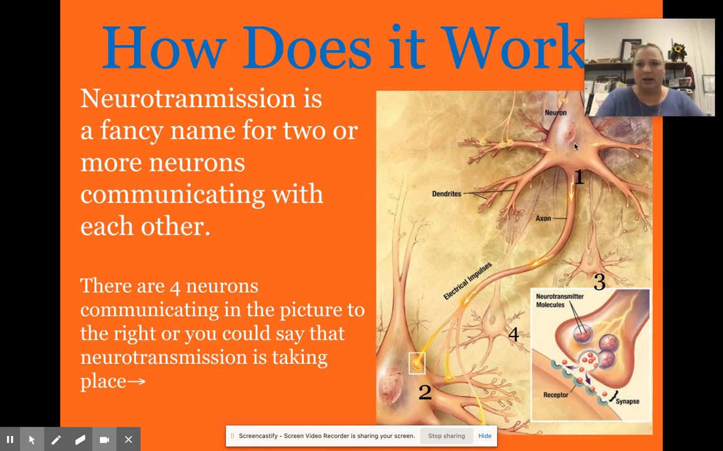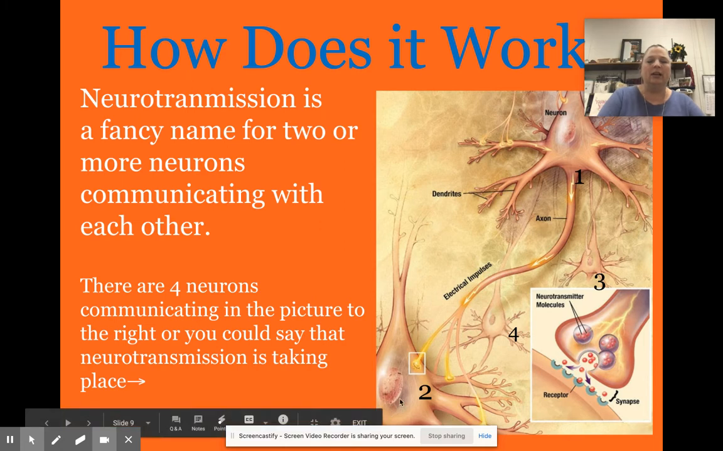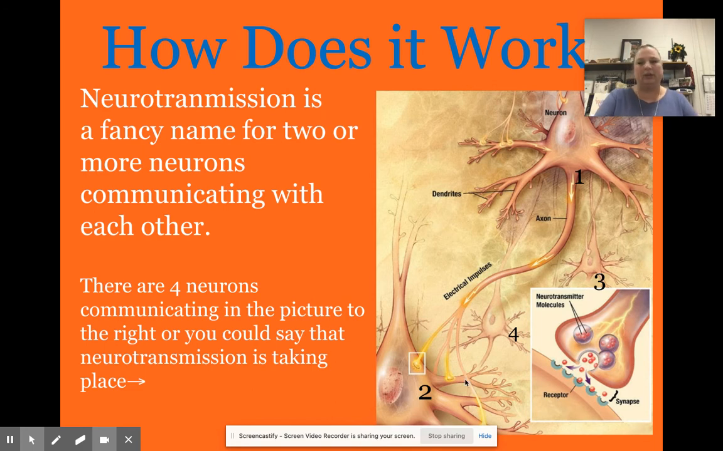So here's neuron number 1, and it's sending this message down this axon here, and then your terminal buttons are sending over here to this dendrite here, sucking in this message into the cell body, nucleus, terminal buttons, and there's 3 and there's 4. You get the idea.